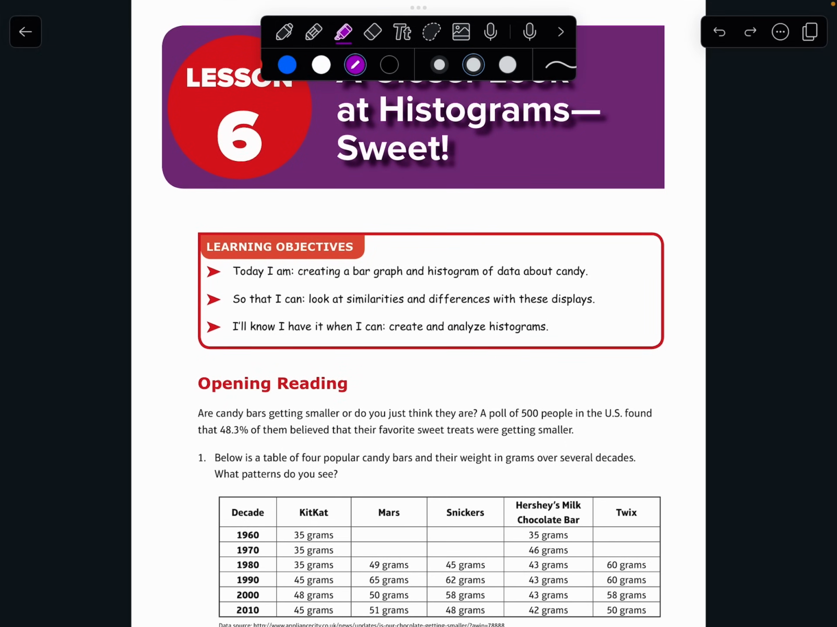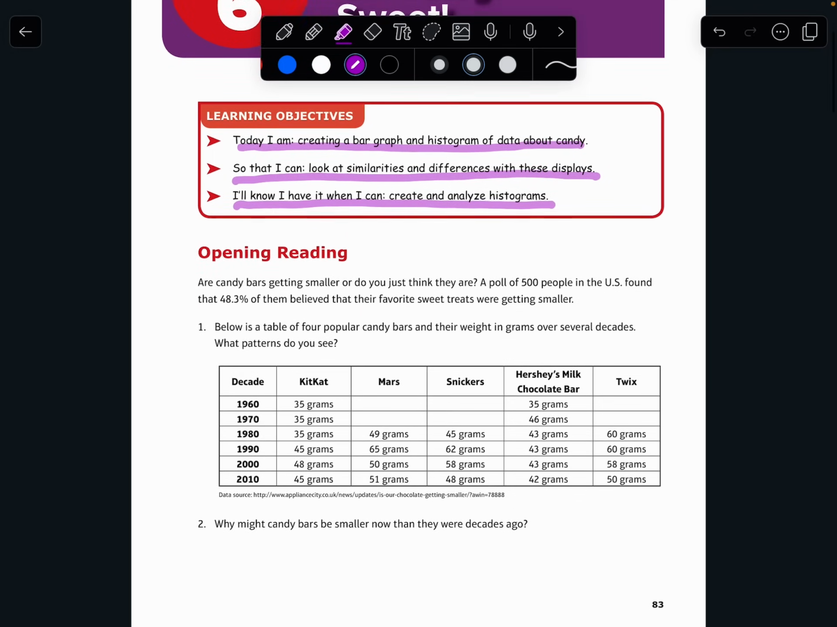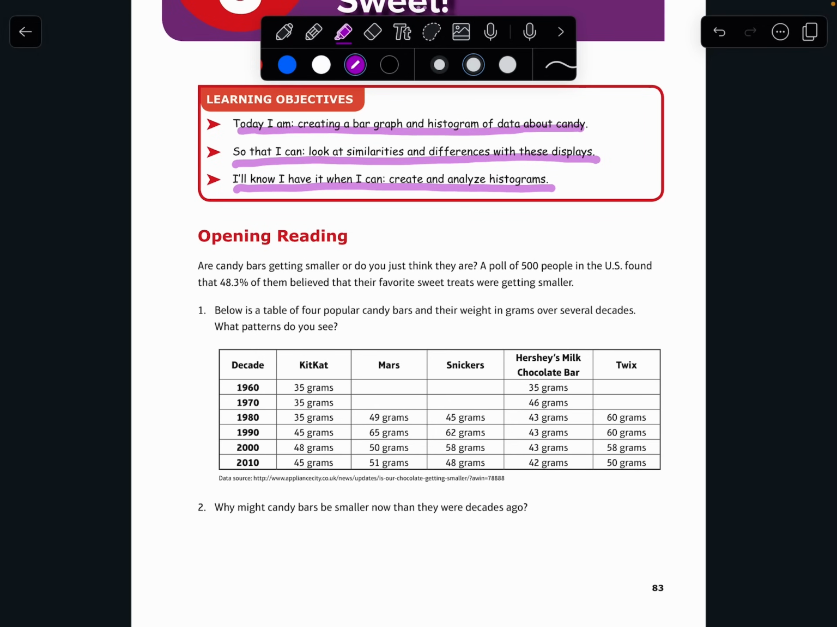So our learning objective today: I am creating a bar graph and histogram of data about candy so that I can look at similarities and differences with these displays. I'll know I have it when I can create and analyze a histogram. So we're just going really deep into histograms specifically. Let's go ahead and read over the opening paragraph.